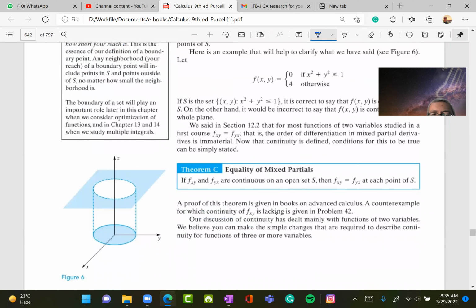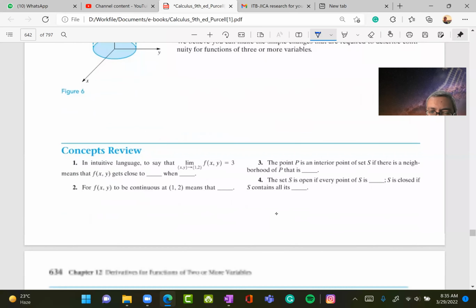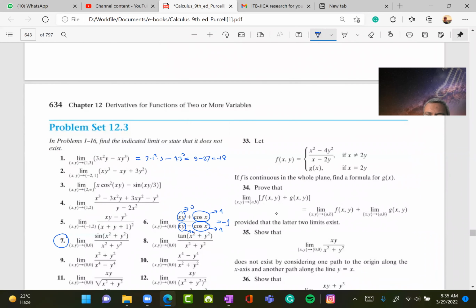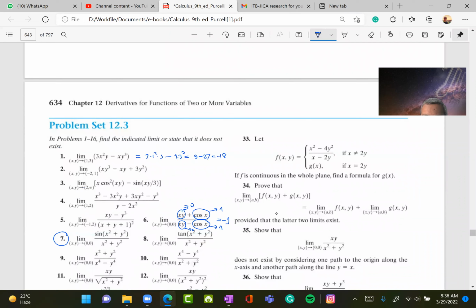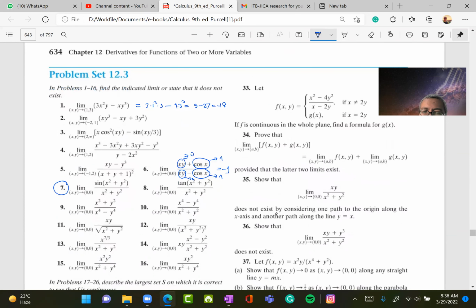And for the mixed partials, we discussed this yesterday when we discussed the mixed partials. The derivatives are the same. Okay. So again, let's do one more problem. One more problem for this one. Let's do this one here.